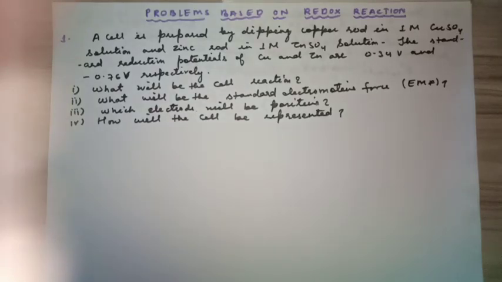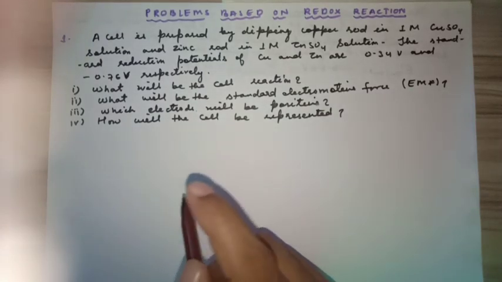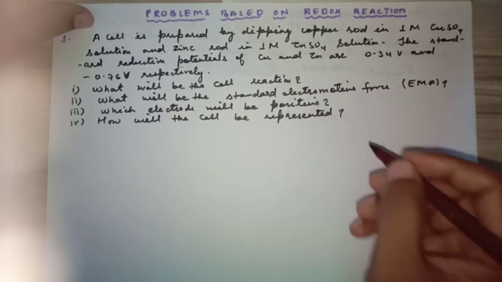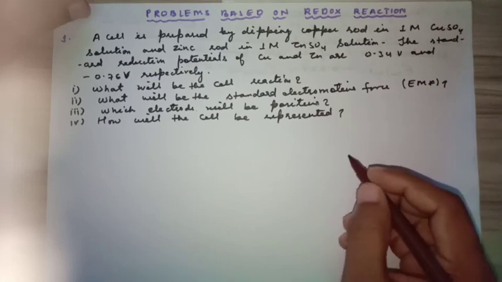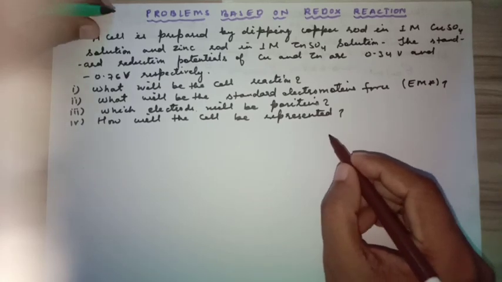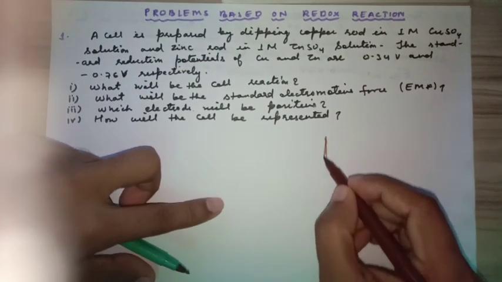Let's solve a few problems related to redox reaction. हम कुछ प्रॉब्लम सॉल्व करते हैं redox reaction related. क्वेश्चन में दिया है a cell is prepared by dipping copper rod, so there are two electrodes, as we have learned in Daniell cell.